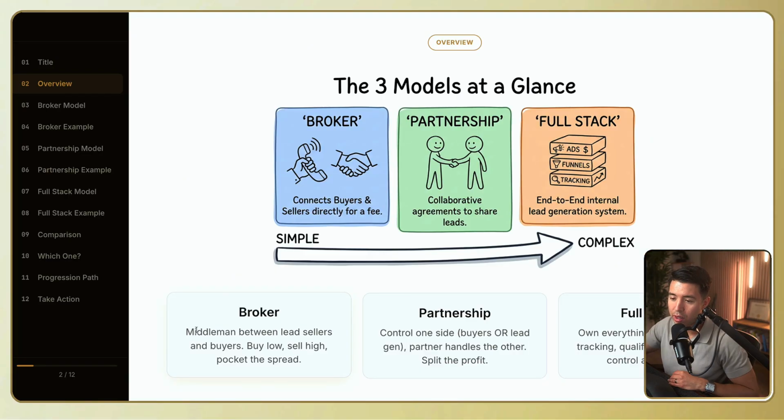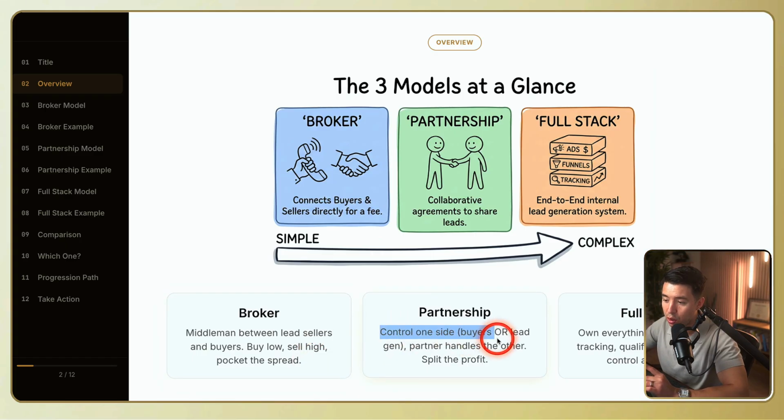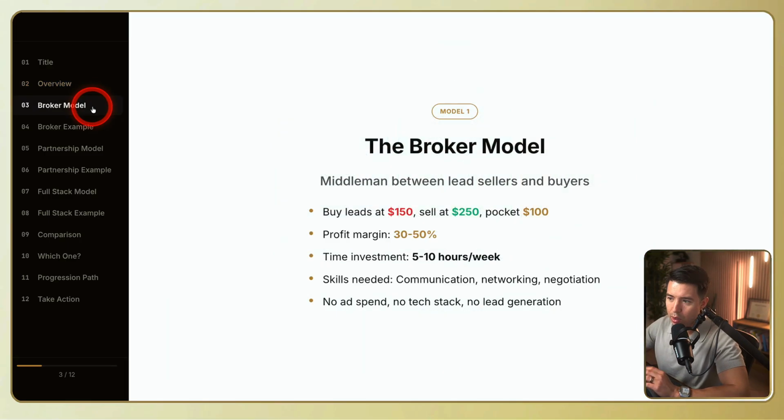So the broker, you're the middleman between the lead sellers and the buyers. You try to buy low, sell high, and you pocket the spread, right? The partnership model, you control one side, essentially generating the leads or getting the buyers and doing the sales, and then you just do a 50-50 split. Or a full stack model where you own everything. There's maximum control and margin, but it's a little bit more complex. And we'll go into each of these models.